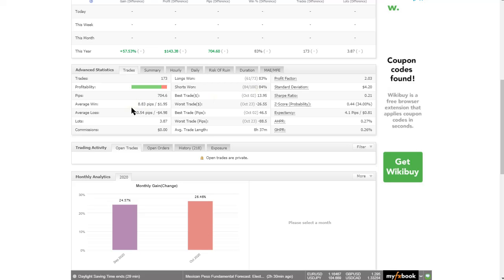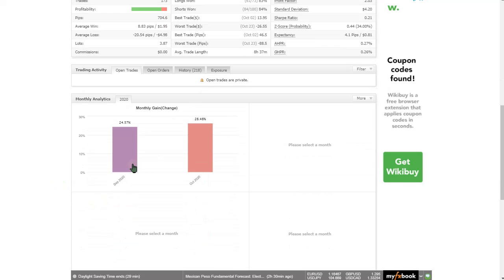What else are we looking at? Average win is 8.8 pips right now, which amounts to about $1.95. The average loss, so the losers are bigger, but since I have an 84% accuracy, clearly I'm doing pretty well. I've only traded a total of 3.87 lots right now. The rest of the stuff is pretty standard. Standard deviation, Sharpe ratio. The Sharpe ratio is not great, but because of the algorithm, it's not significant.